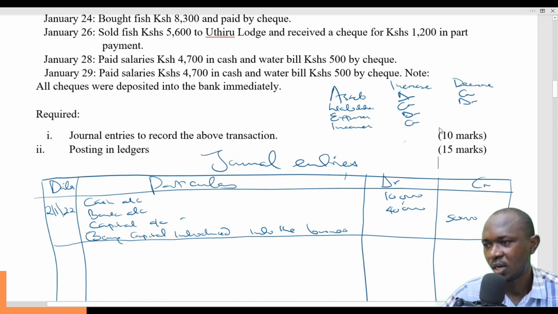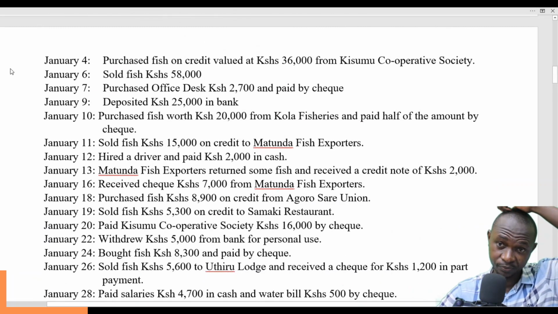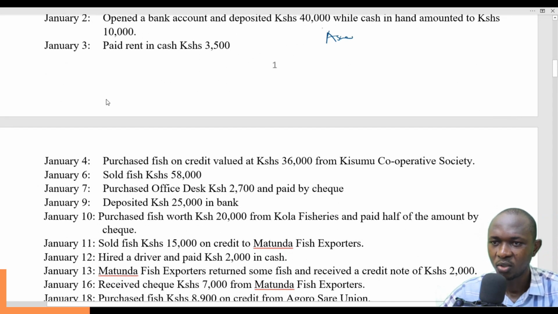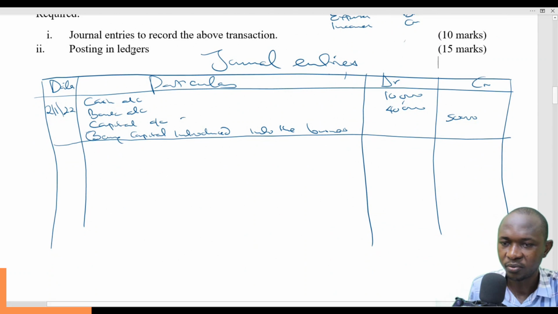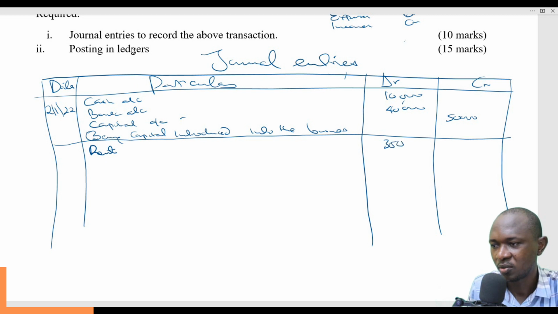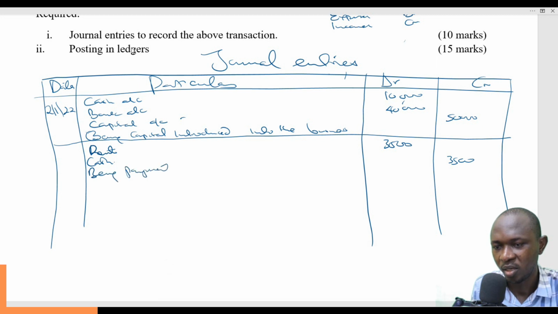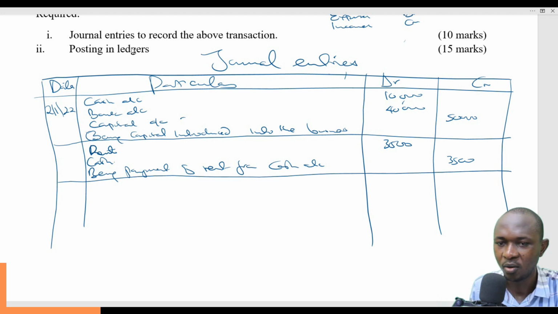Let's go to the next transaction. January 3rd, paid rent in cash 3,500. Rent is an expense, so we simply debit. We said an increase is a debit, and always start with the debit. So rent 3,500. Cash is a decrease, because cash will now go to the rent. Cash 3,500. So, being payment of rent from cash account. You just narrate something. This will be on 3rd January 2022.